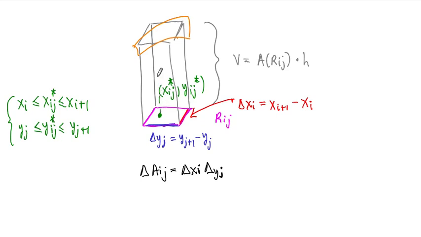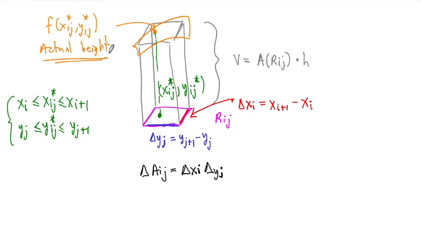And then we're going to use this point to determine the height of our rectangular box, our prism. And the idea here is that this height right here is the actual height from our surface. So this is f at xij star, yij star. It's the actual height at this one point. Now that height might not be the same at all these points, but we're going to use that height to be our h over here in our formula. Okay, so that's the height.